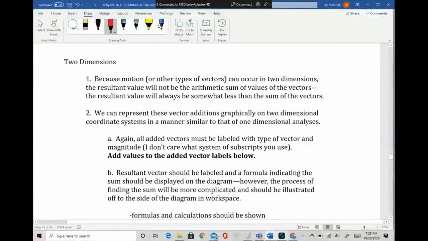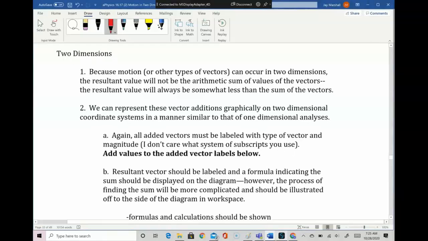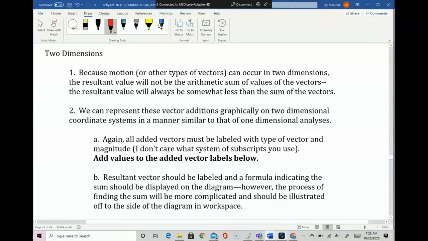Now, this becomes a lot more difficult if we do things in 2 dimensions. Because motion or other types of vectors can occur in 2 dimensions, it doesn't always occur in 1 dimension, right? Superman doesn't always fly in a straight line. Sometimes he flies in a straight line and then he flies at an angle. Okay? The value will no longer just be the sum of the values of the vectors. The value will always be somewhat less than the sum of the vectors.